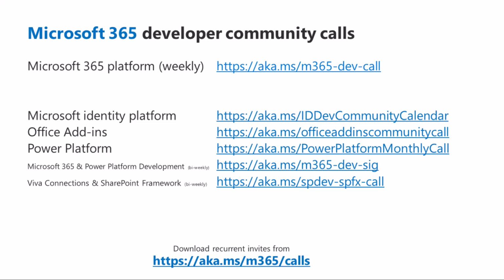aka.ms/m365-dev-call. And then we've got Microsoft Identity Platform, Office Add-ins, Power Platform, which is once a month. We just had that last week live from the MTC in Minnesota. And we have the bi-weekly Microsoft 365 Power Platform Development Call, which you're on now. And then the sibling Viva Connections and SharePoint Framework. You can access all of these calls at aka.ms/m365/calls. Make sure you download all those ICS files and add them to your calendar.